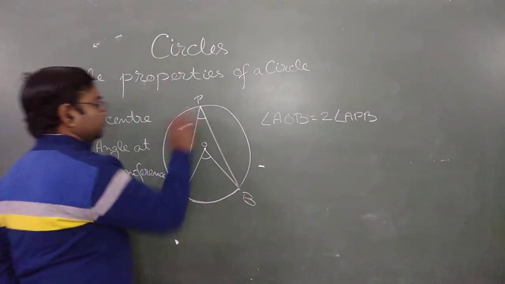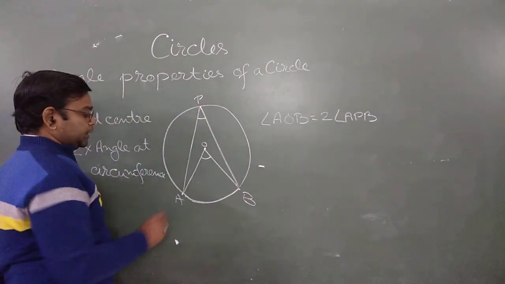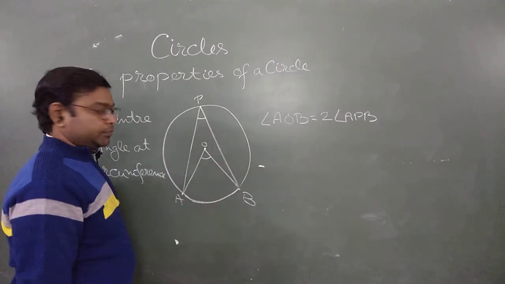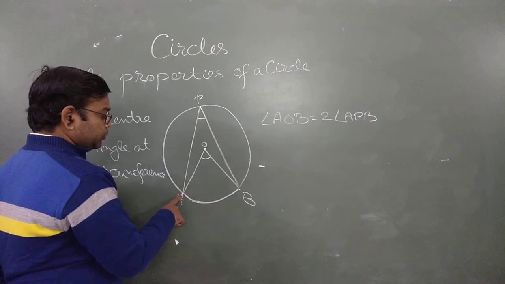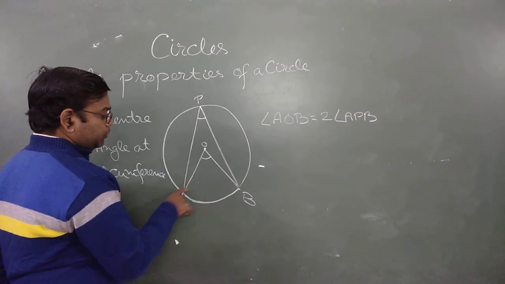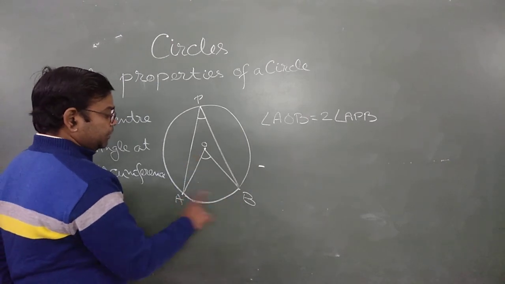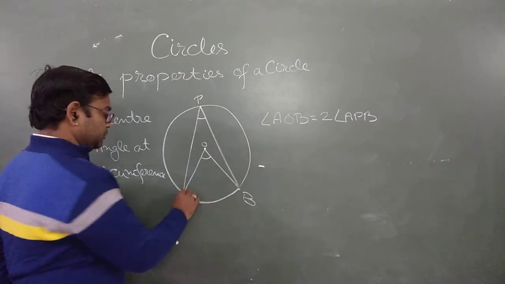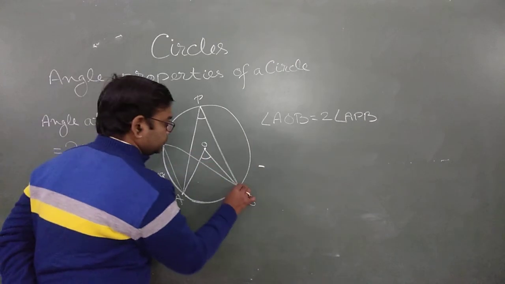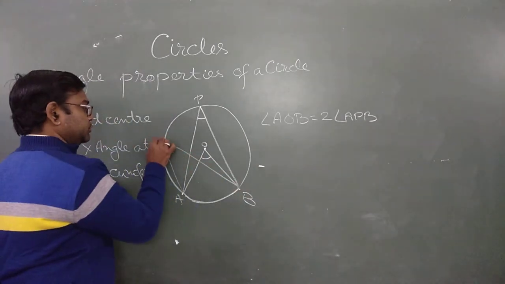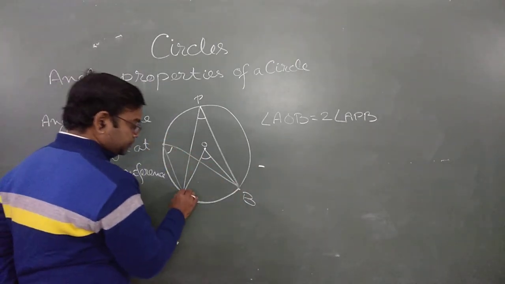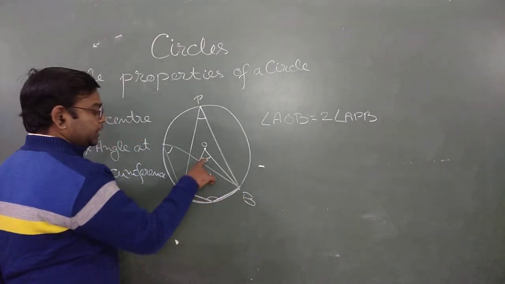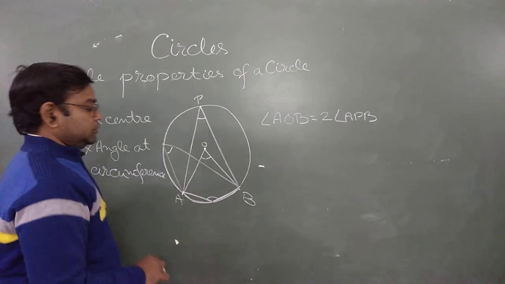You must note that this angle can be made anywhere, but the arc must be the same. If the same arc AB produced an angle at the center, and the same arc AB produced an angle at the remaining part of the circumference, it must be the same as this one also. So this one is also double this one. Clear?